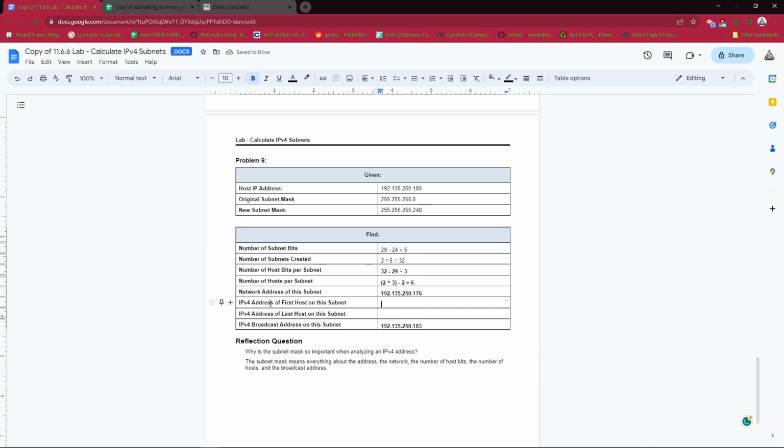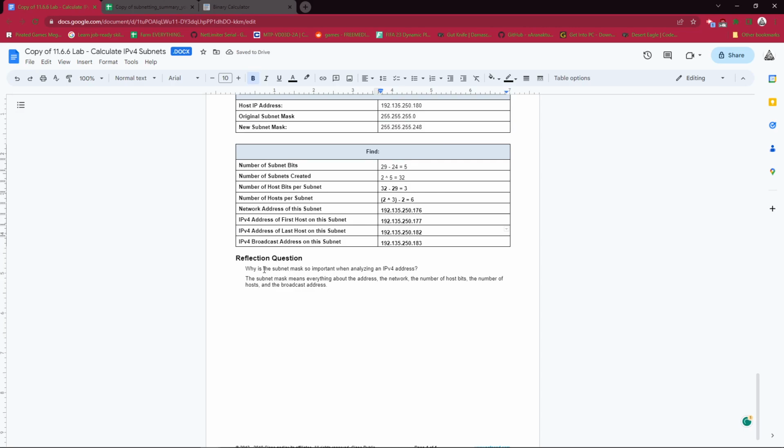So for the IPv4 address of the first host, we need to take 1 after the 176. So it will be 192.135.250.177. For the IPv4 address of the last host, we need to take 1 before 183. So it will be 192.135.250.182.